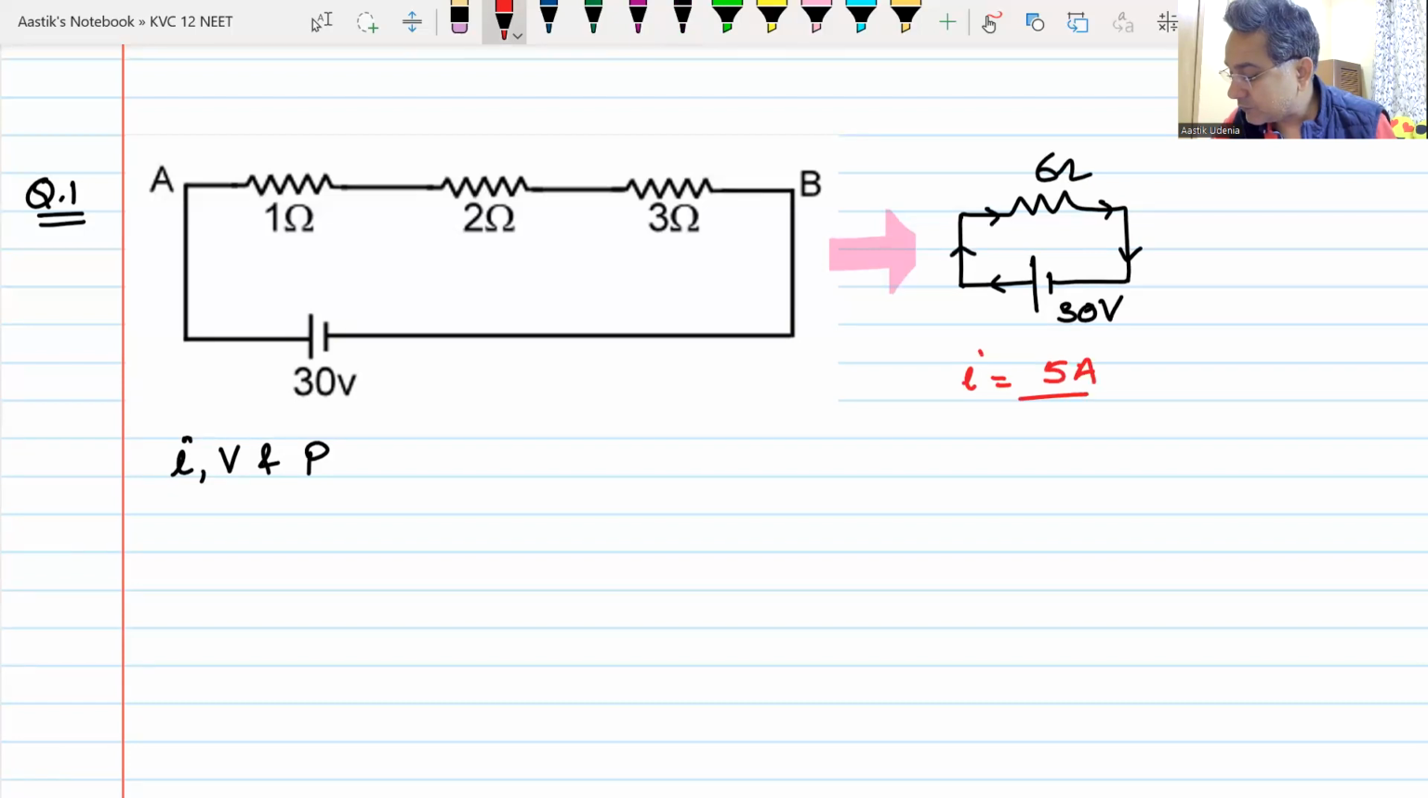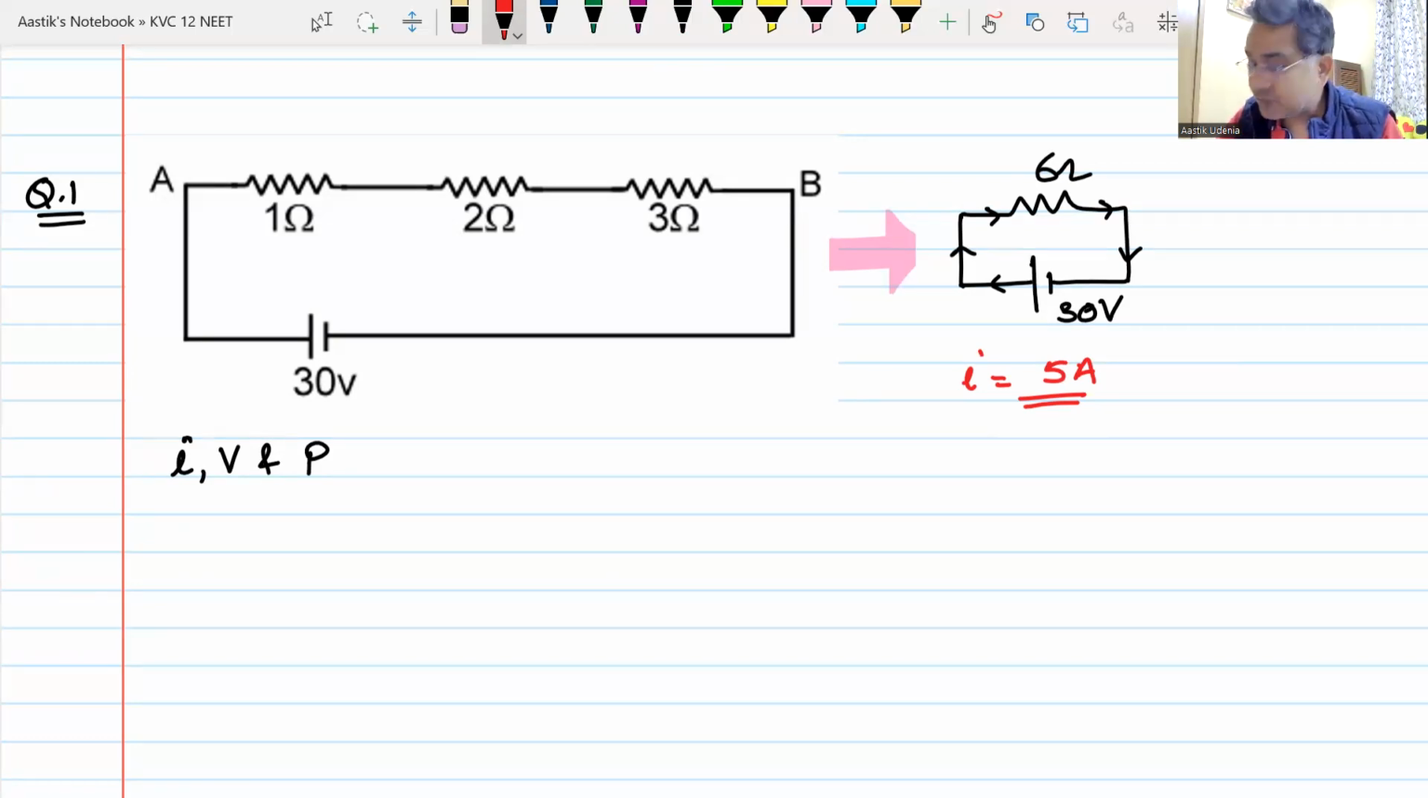5 amperes. You will get the current as 5 amperes. Everyone understands this? Yes or no? Yes, sir. Okay. Now, once you get the value of current, then you can find out the other things.